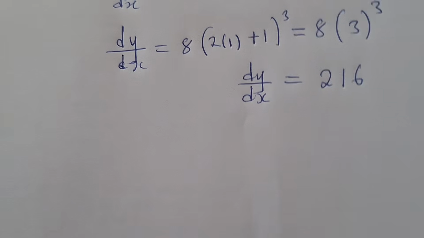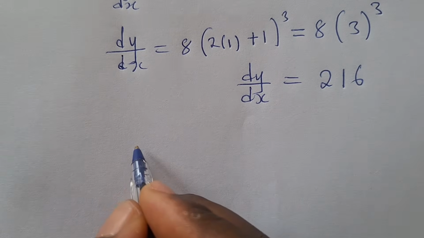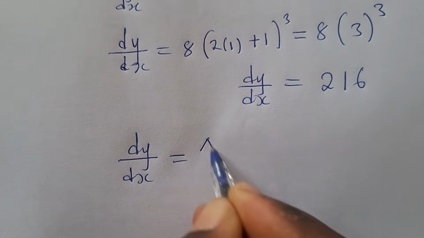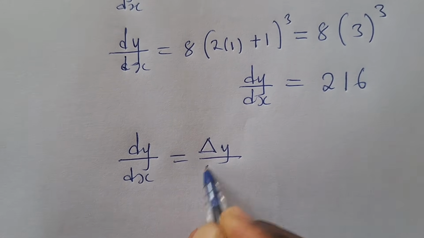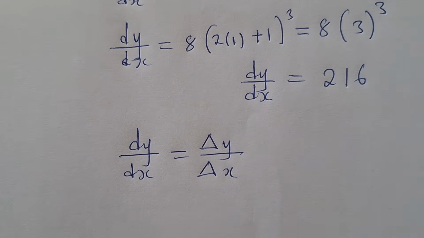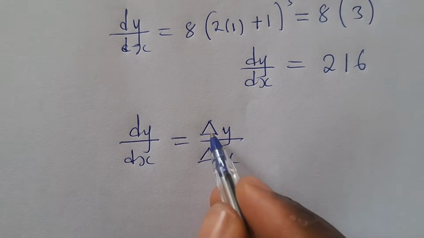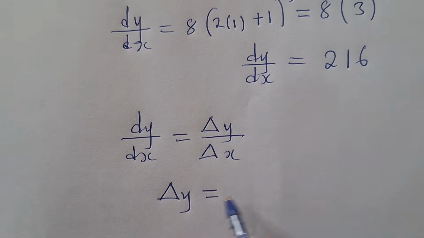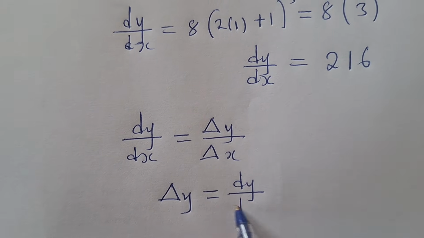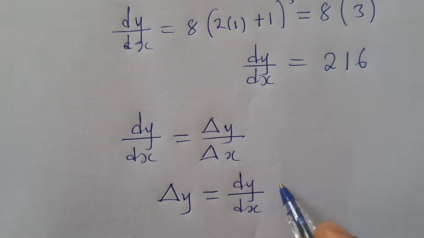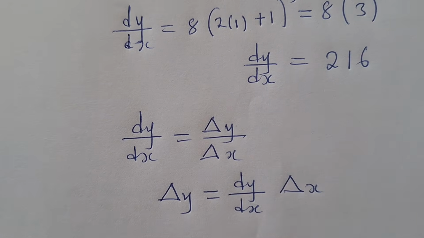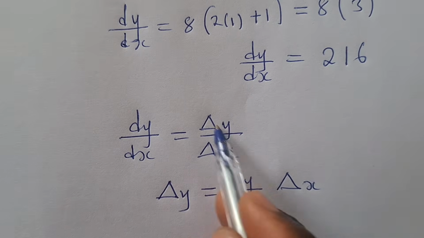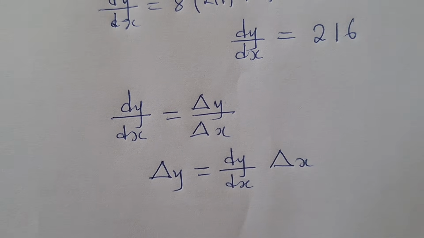We are not done yet, so we can say dy/dx is equal to change in y over change in x. So remember this formula. Now make change in y the subject. So it will be change in y is equal to dy/dx multiplied by change in x. So you see, I've just cross multiplied. So this by this, I'll remain with this, which is alone like this.